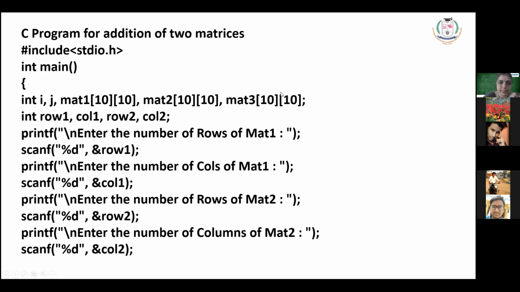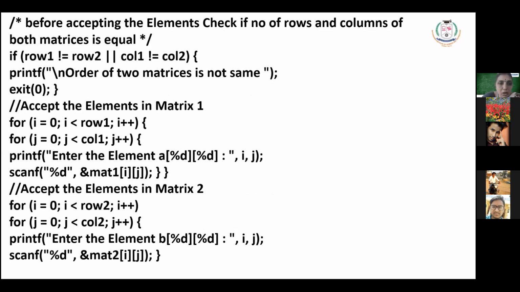The third matrix is the resultant matrix. First we should get the row and column value of the first matrix. Next we should get the row and column value of the second matrix. And then we should check the condition whether both are equal or not. If row 1 is equal to row 2 and column 1 is equal to column 2, then we can go for the addition operation. Otherwise, we cannot perform the addition operation.